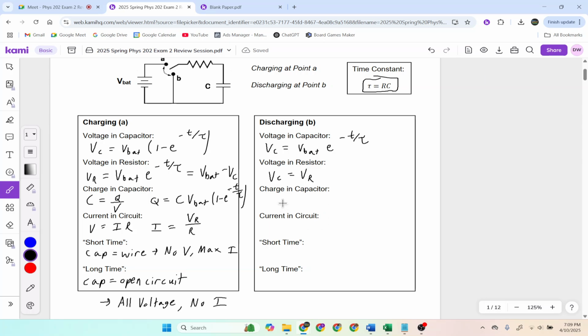Charge on the capacitor is the exact same thing. Q equals capacitance times Vc. But remember, Vc is different now. Now it's e to the negative t over tau. Before it had the 1 minus. Current in the circuit is still VR divided by R. That's the same. Voltage in the resistor divided by resistance.